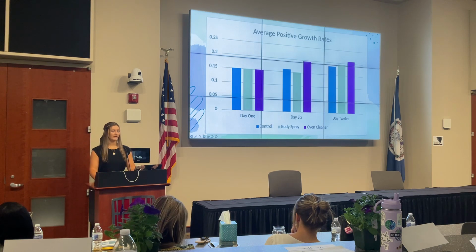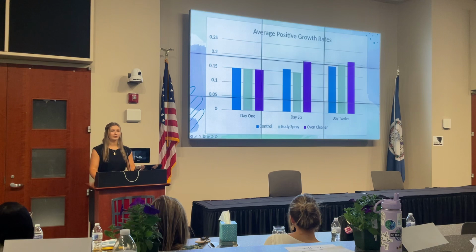The experiment took place over 12 days, and as shown in the graph, data measurements were taken on days 1, 6, and 12. Every group had a starting weight of 0.15 ounces. As seen by the blue bars, the control group had stagnant data that slightly increased over the 12 days. And this was expected because no aerosol was applied that could have slowed down the growth. Additionally, the body spray group and oven cleaner groups, as represented by the green and purple bars, also experienced growth.